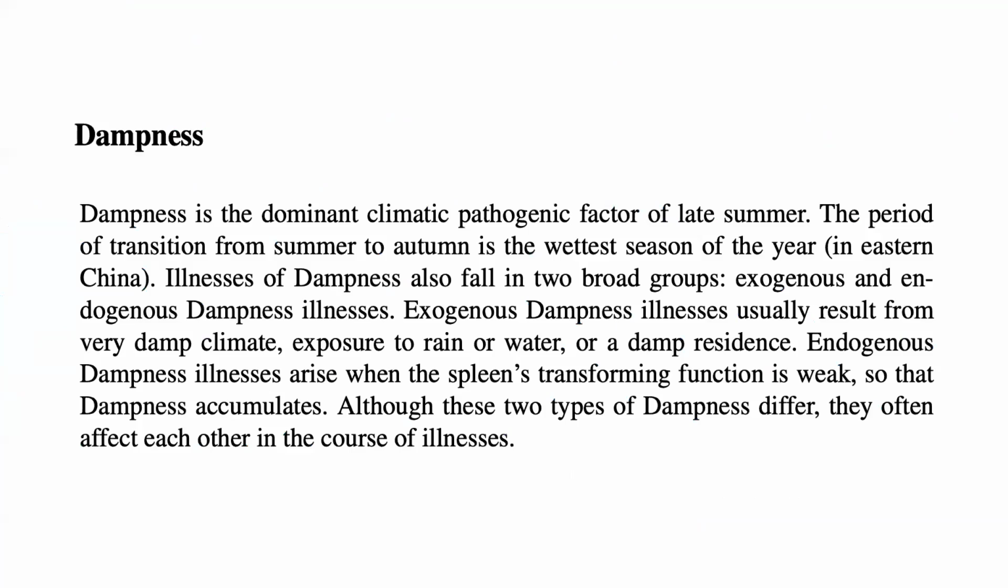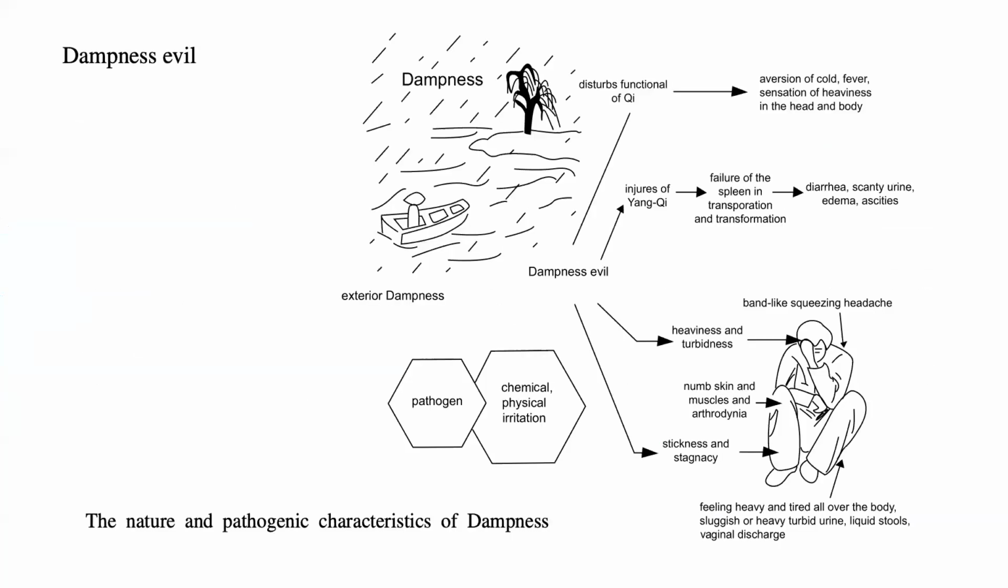Illnesses of dampness also fall in two broad groups: exogenous and endogenous dampness illnesses. Exogenous dampness illnesses usually result from very damp climate, exposure to rain or water, or a damp residence. Endogenous dampness illnesses arise when the spleen's transforming function is weak, so that dampness accumulates. Although these two types of dampness differ, they often affect each other in the course of illnesses.